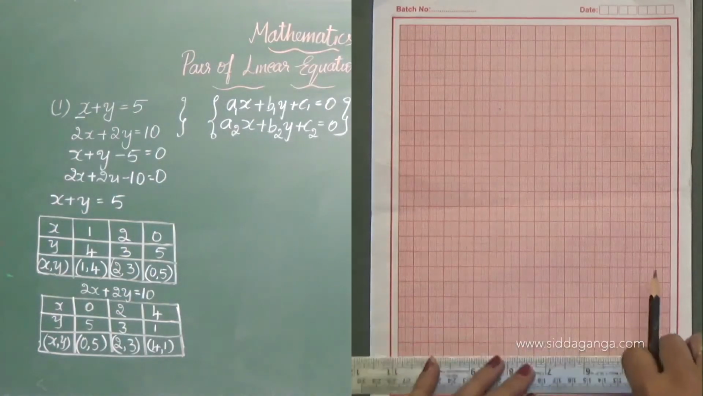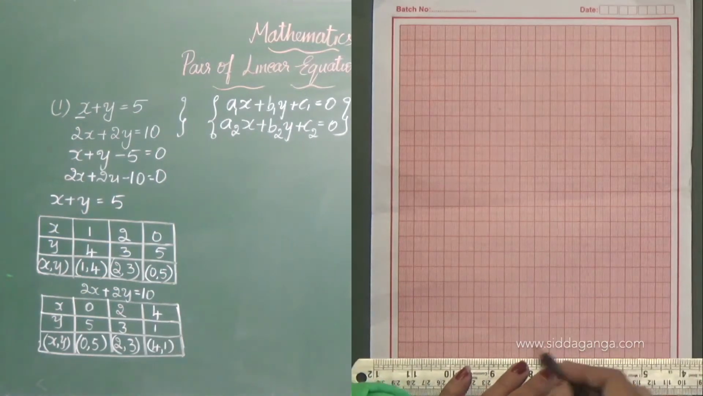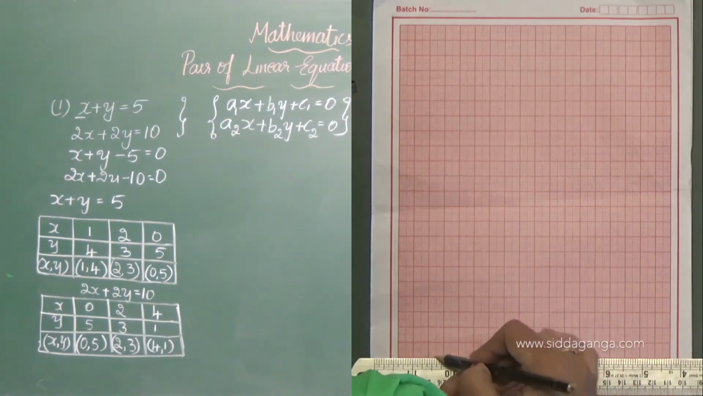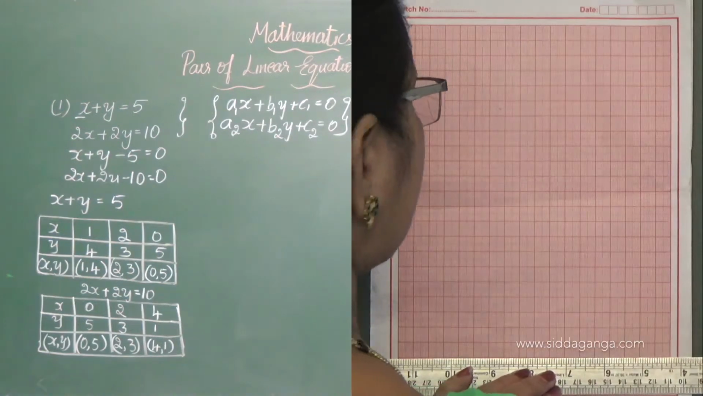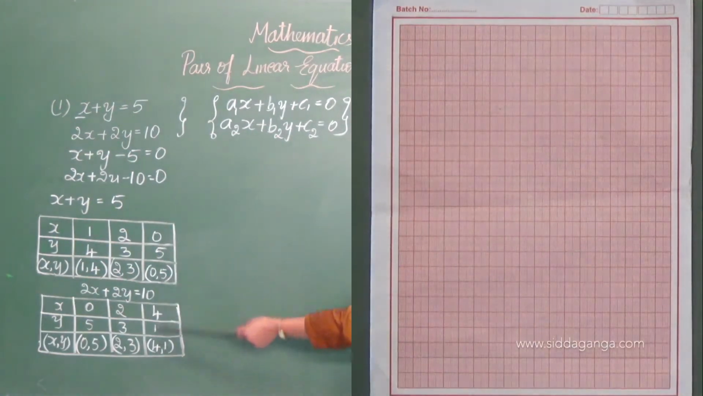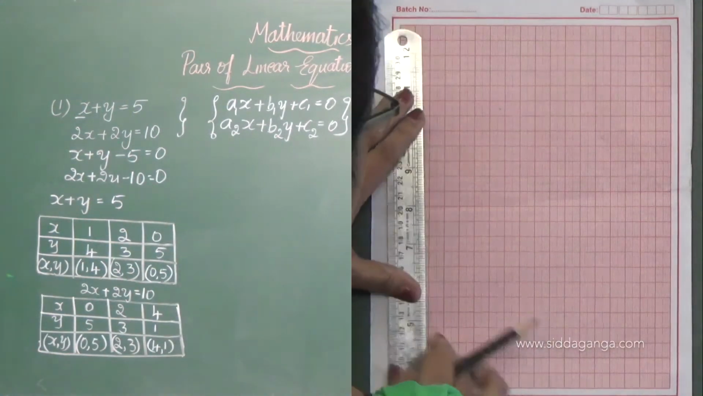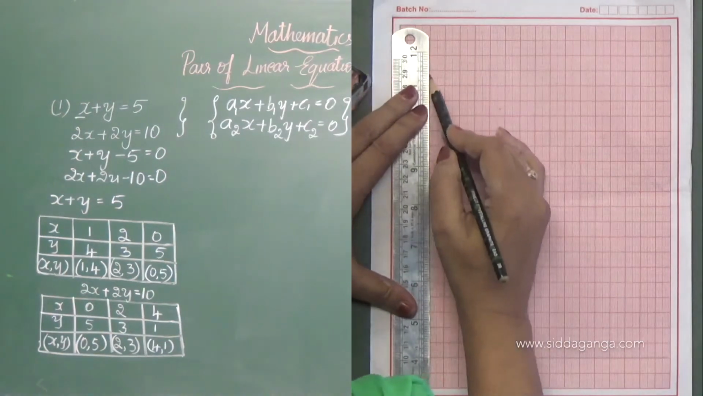Again here let us take the x axis and you can see the points there. Since we do not have negative points here, you need not take the negative points. So I am marking like this.